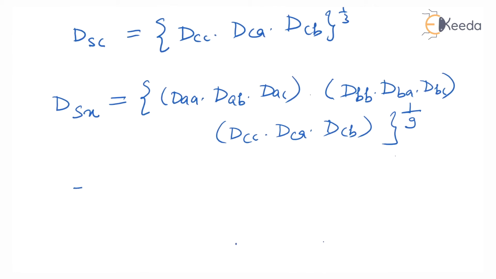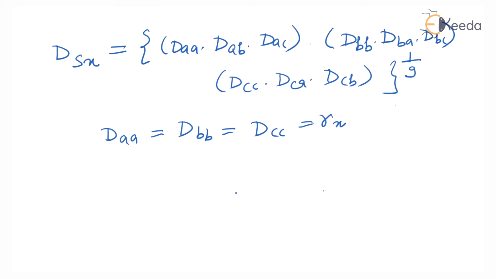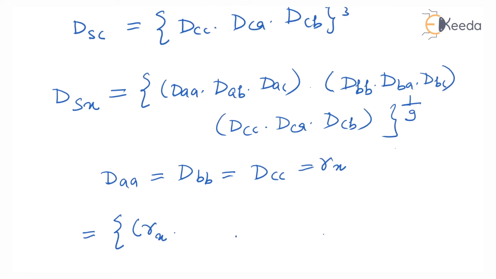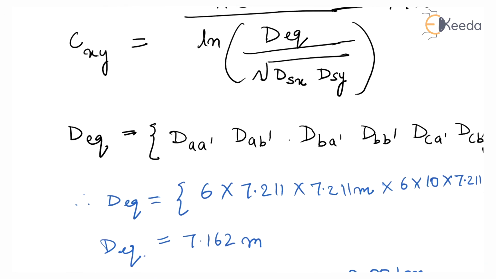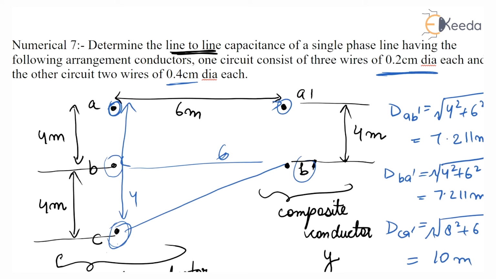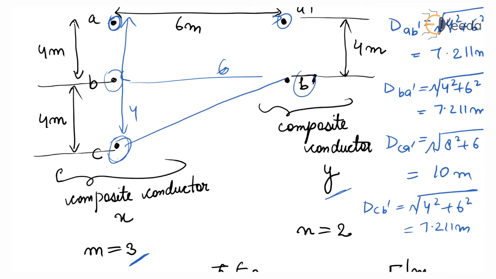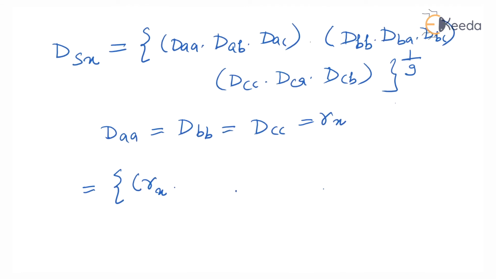Now put the value. We know DAA is equal to DBB, which is equal to DCC, which is equal to Rx. This we know. Now put the value. So DAA is equal to Rx into DAB into DAC. So distance from A to B and A to C means 4 and 8. So into 4 and 8.